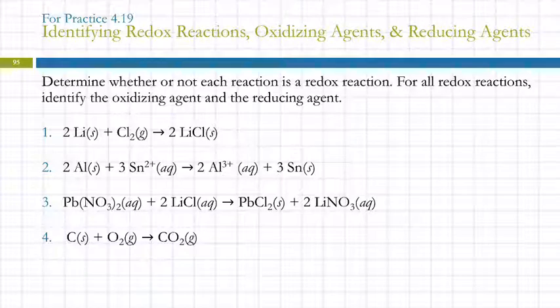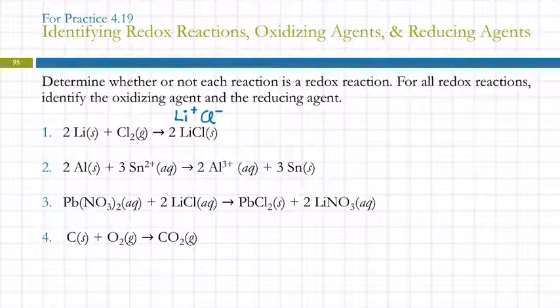Determine whether or not each reaction is a redox reaction, and then identify the agents. So this first one, is this a redox reaction? We have a metal and a nonmetal reacting. It's a redox reaction. Here we can actually look at charges. In lithium chloride, the lithium has a positive charge and the chloride has a negative charge. That's from a previous chapter. We went from no charge to positive charge. We went from no charge to negative charge.